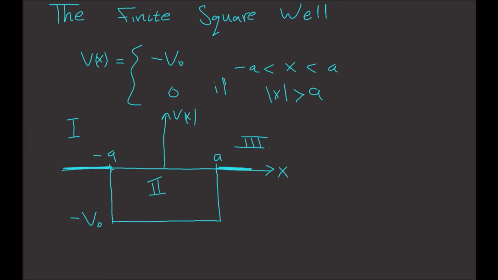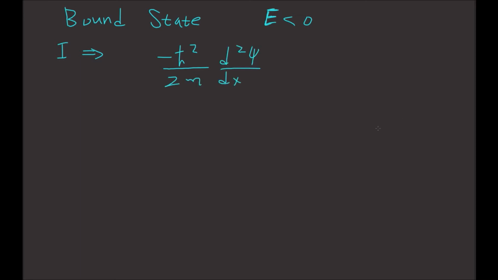So for region number 1, for the bound state, E is negative, and it has to be less than minus V naught. For region number 1, our Schrödinger equation reads minus h bar squared divided by 2m, the second derivative of psi with respect to x, equals E times psi. Remember, V(x) is equal to 0.